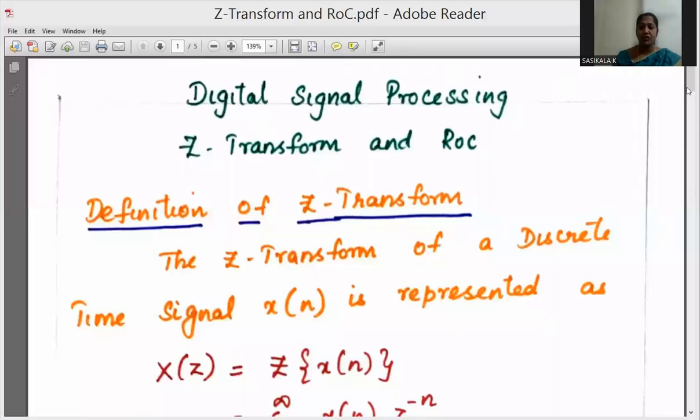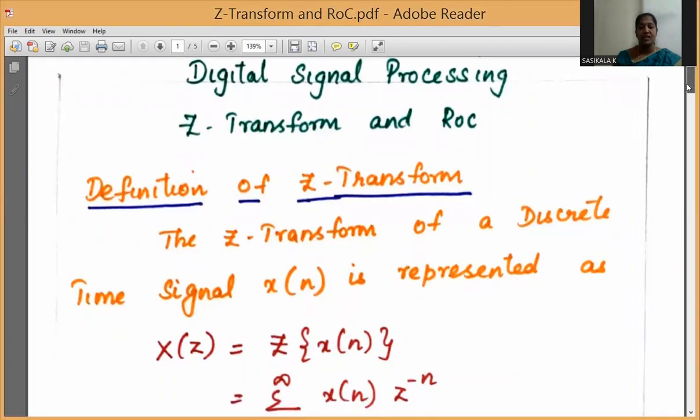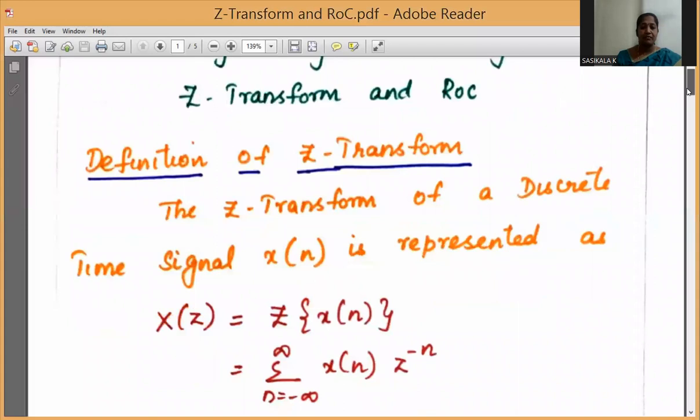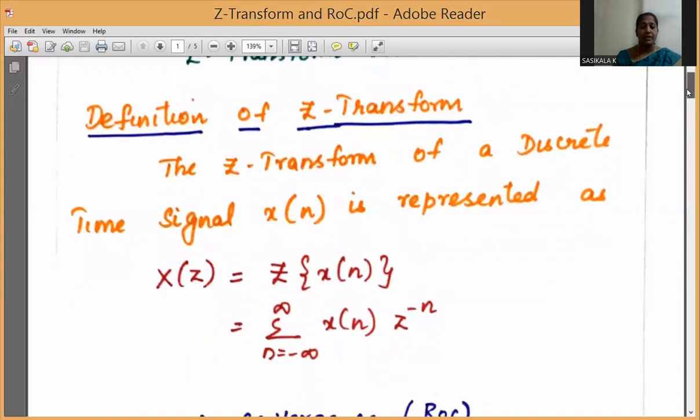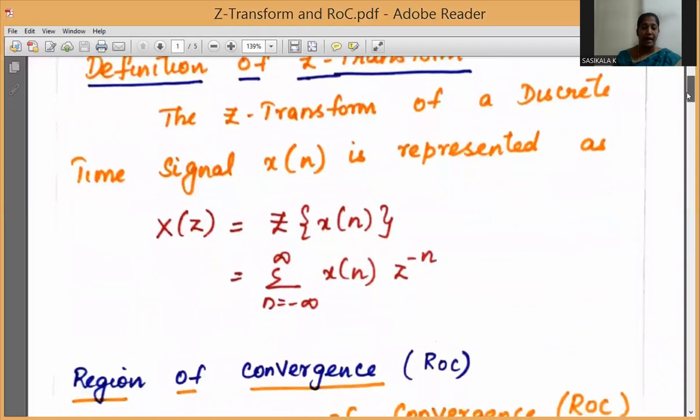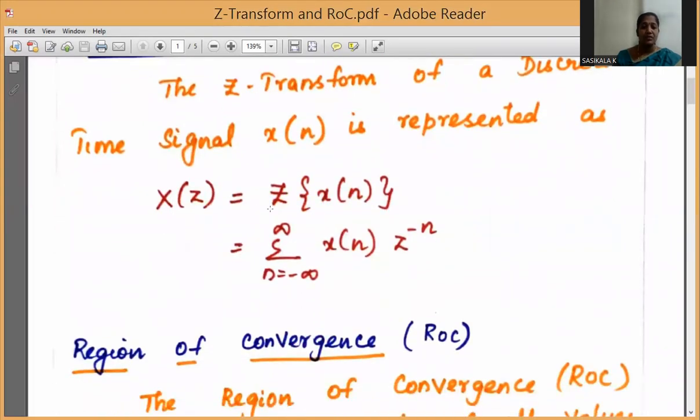Hello everyone. Today we are going to see about the Z transform and the region of convergence, ROC. First we'll see the definition of Z transform. The Z transform of a discrete time signal x of n is represented as capital X of Z, which is equal to Z transform of x of n, which is equal to summation n varies from minus infinity to infinity x of n into Z power minus n.